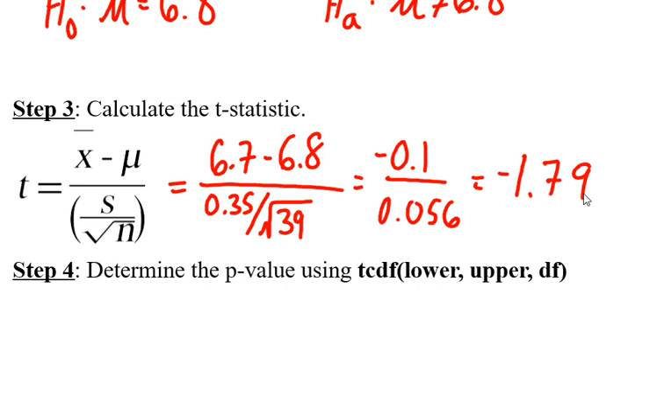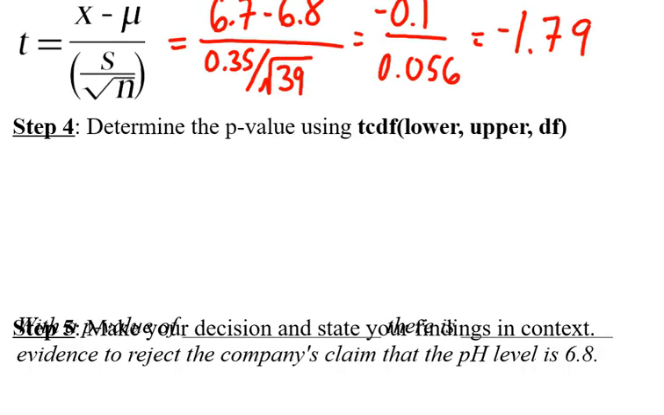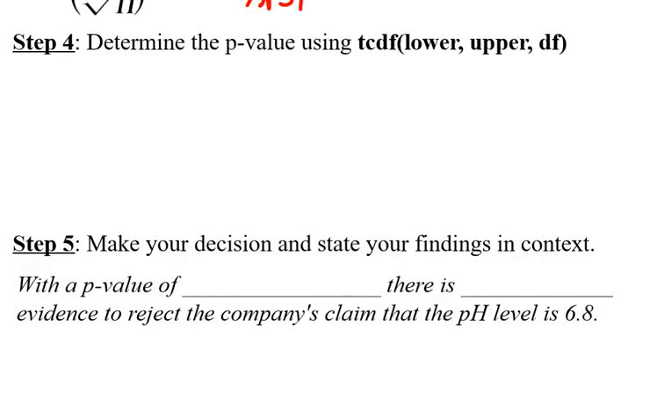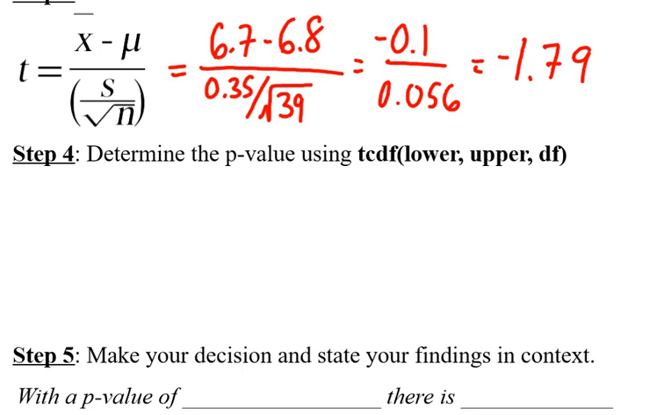Now we need to find the corresponding probability. So I need to determine the p-value using t-CDF, lower and upper. Our p-value, though, recall this is going to be a two-tailed test.